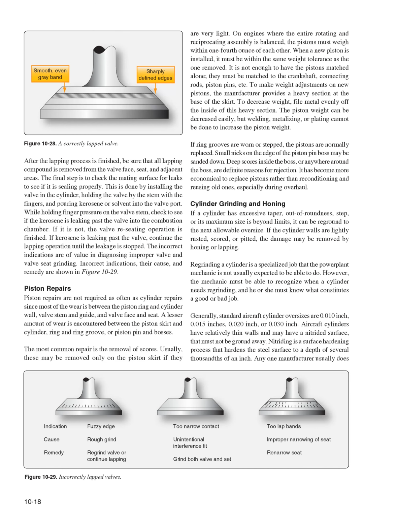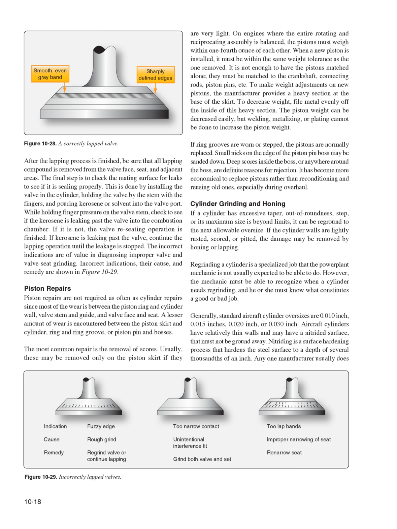After the lapping process is finished, be sure that all lapping compound is removed from the valve face, seat and adjacent areas. The final step is to check the mating surface for leaks to see if it is sealing properly. This is done by installing the valve in the cylinder, holding the valve by the stem with the fingers, and pouring kerosene or solvent into the valve port. While holding finger pressure on the valve stem, check to see if the kerosene is leaking past the valve into the combustion chamber. If it is not, the valve reseating operation is finished. If kerosene is leaking past the valve, continue the lapping operation until the leakage is stopped.